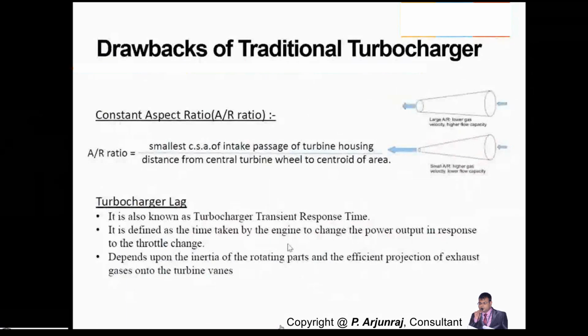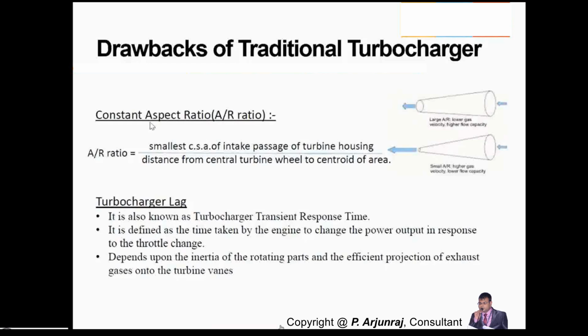Okay. Again, the turbocharger is considered to be the traditional one. And in that, I told you, you have a lag called turbocharger lag, and it is also known as the turbocharger transient response time. So here we are going to consider the aspect ratio, A by R. The aspect ratio is nothing but you can also call it the A by R ratio.